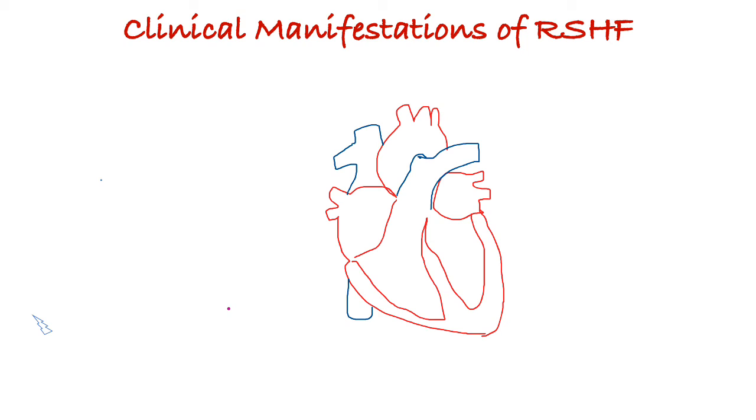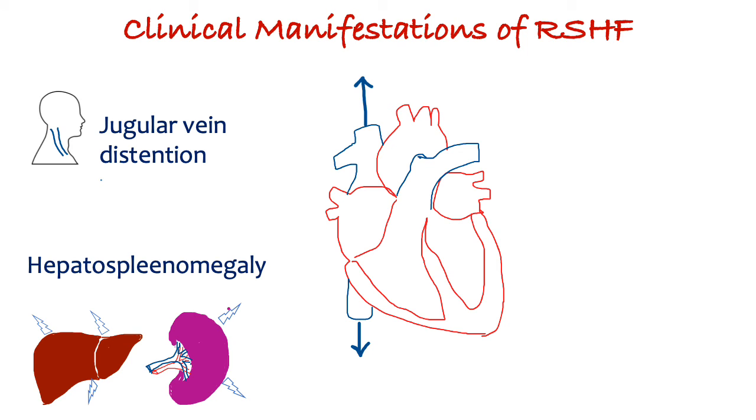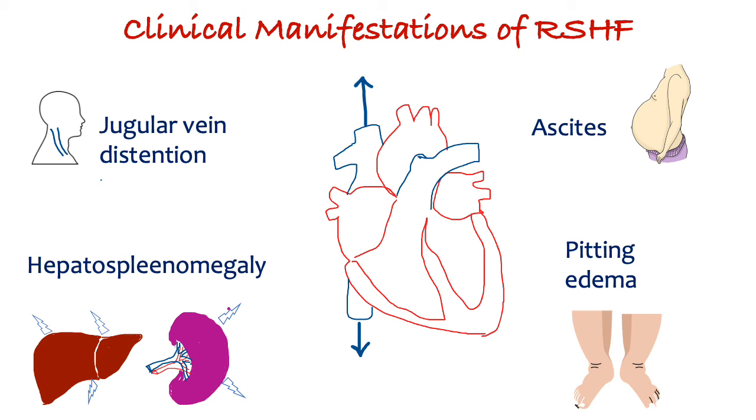The signs and symptoms of right-sided heart failure are those of systemic congestion. When the right ventricle fails, blood backs up in the vena cava and then into the system. The fluid accumulates in various parts of the body. The manifestations include jugular vein distension, meaning the jugular vein gets enlarged due to all the fluid in the venous system. Liver and spleen get enlarged. Ascites, fluid in the peritoneal cavity, and pitting edema of the lower extremities.